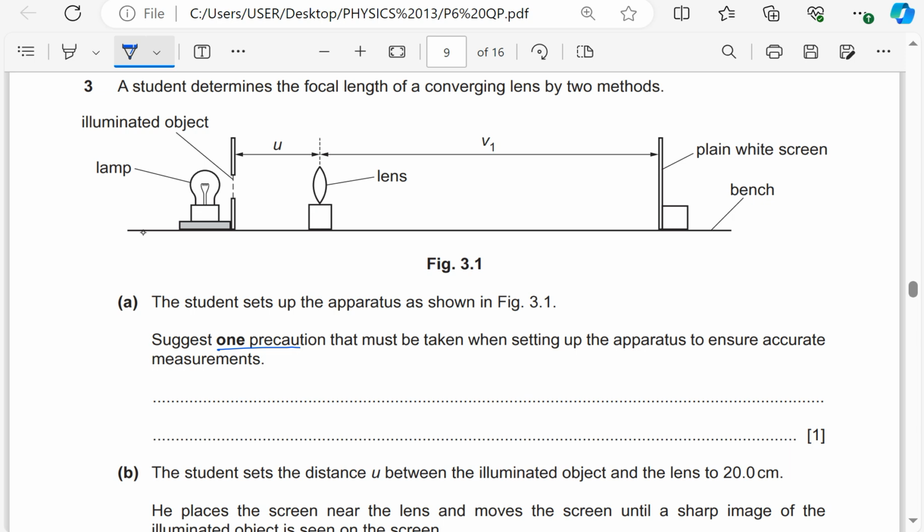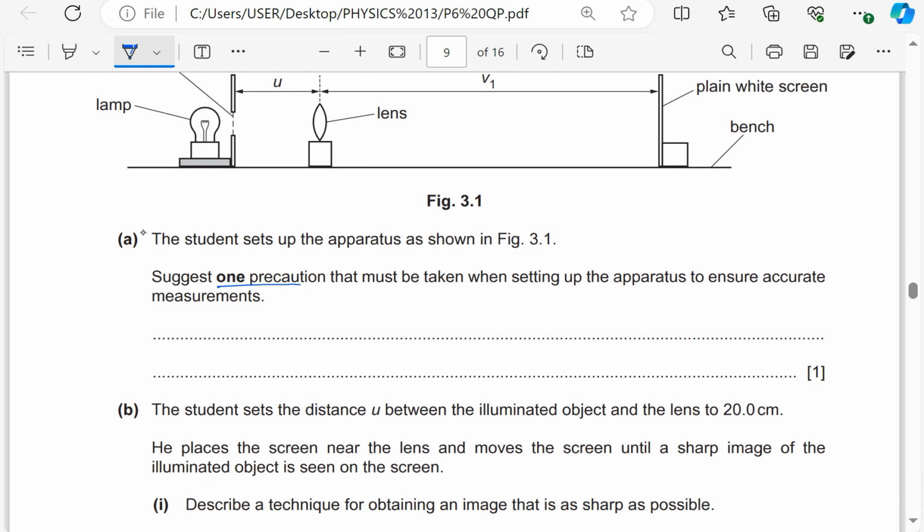So first of all, from your classes, your teacher must have mentioned that the lens, the object, and the lamp are supposed to be at the same height. So number one, you can say the lamp, object, and the lens must be at the same height if you want accurate measurements.